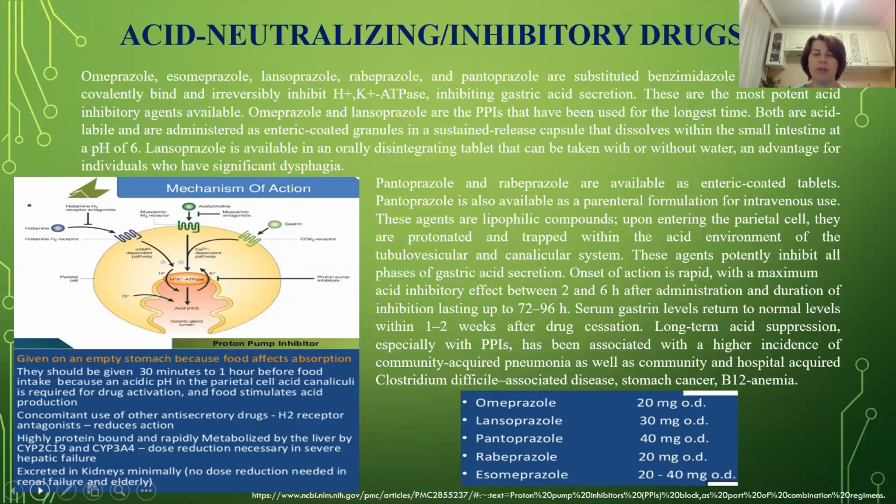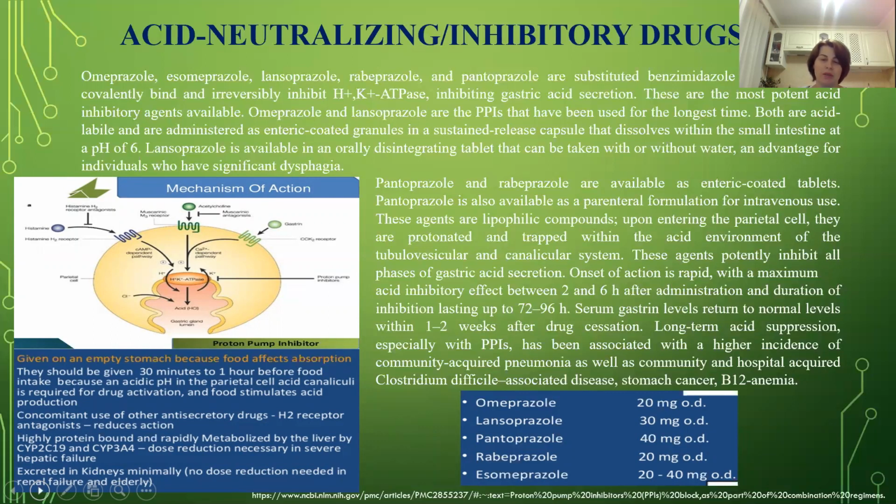Upon entering the parietal cells, they are protonated and trapped within the acid environment of the tubulovesicular and canalicular system. They potently inhibit all the phases of acid secretion. Onset of action is rapid with the maximum acid inhibitory effect between 2 to 6 hours after administration, and duration of inhibition lasts around 96 hours in some patients, or from 72 to 96 hours. Serum gastrin levels return to normal levels within 1 to 4 weeks after drug cessation.